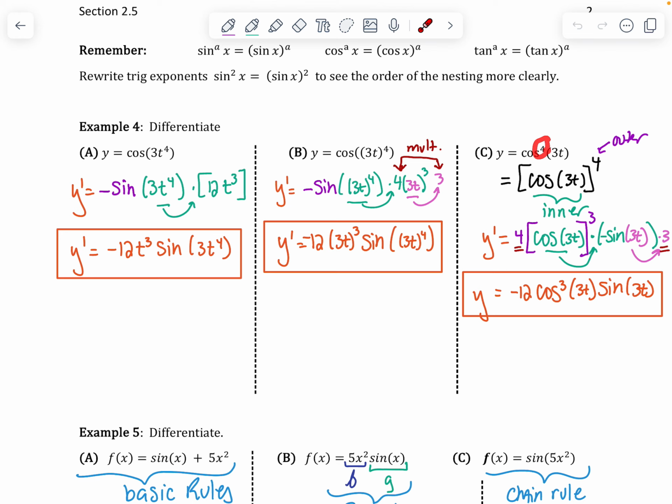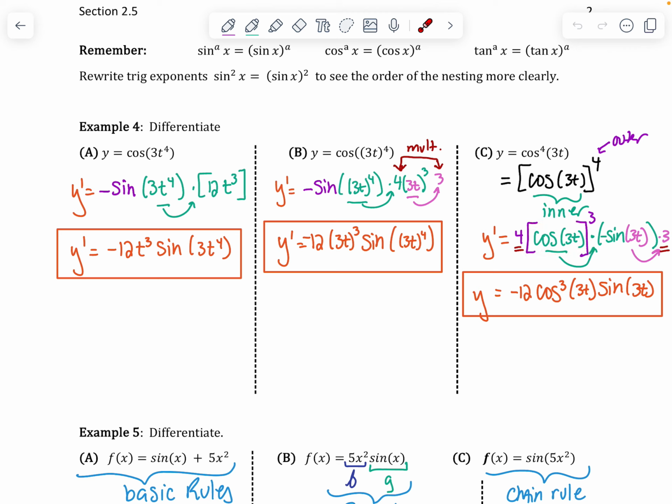I have cosine fourth of 3t. So we learned that we can go ahead and put that 4 exponent outside of the entire cosine of 3t. This becomes our outer function. So I'm going to take the exponent of 4 to put it outside my parentheses. I'm going to subtract 1 to get 3. And then this interior of cosine 3t stays in my parentheses. Now I'm ready to take the derivative of the inside.